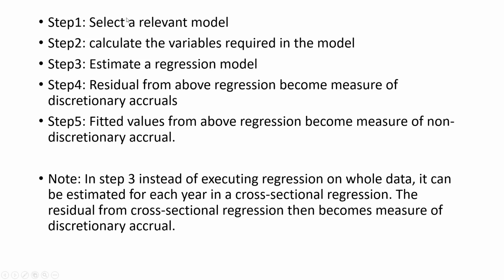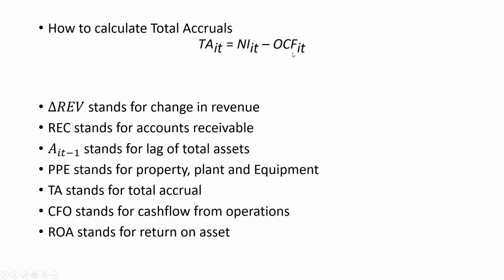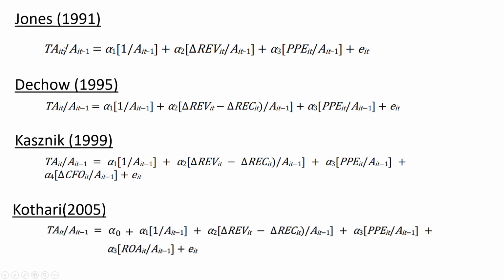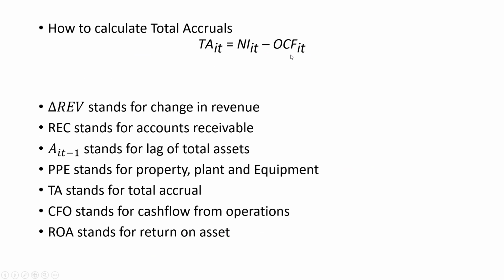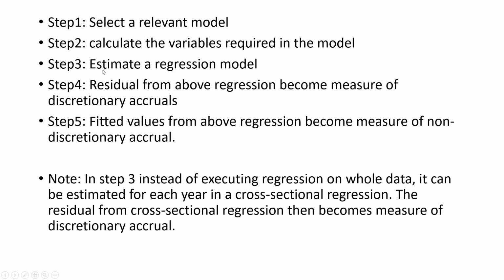So once we have decided on the model, then we would calculate the variables that are used in the model. So if we decide to use Jones's model, then we need to calculate TA. We need to have change in revenues, we need to have PPE, etc. And then we need to estimate the regression. The residual from the regression in step 3 would become the measure of discretionary accrual. The fitted value would be the measure of non-discretionary accrual.